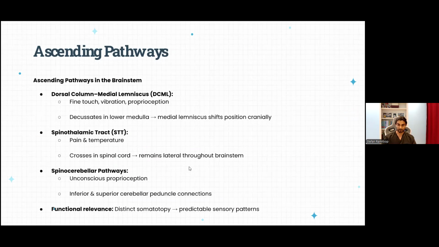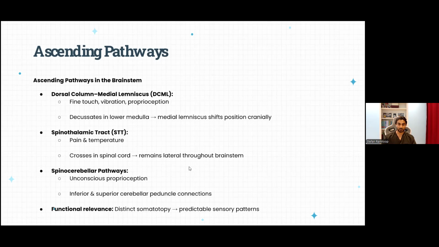Looking at the ascending pathways through the course of the brainstem, first you have the dorsal column-medial lemniscus system. This carries fine touch, vibration, and proprioception. One of the key features here is that decussation occurs in the lower medulla, forming your medial lemniscus. As you ascend, the medial lemniscus changes orientation. It's vertical in the medulla, it begins to rotate in the pons, and it becomes more horizontal in the midbrain. So when a patient has a selective loss of proprioception with sparing of pain and temperature, and the MRI shows a midline lesion, you can immediately consider medial lemniscal involvement.